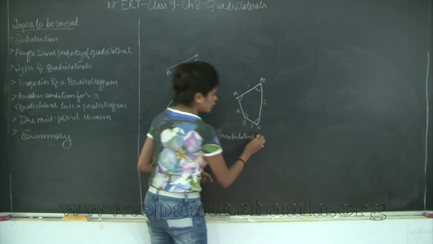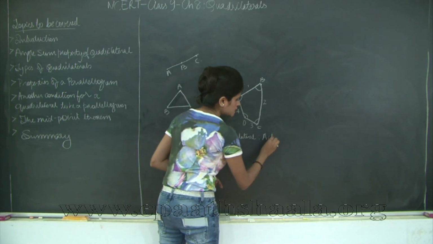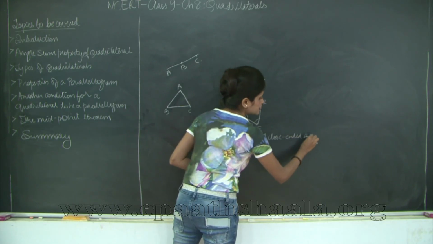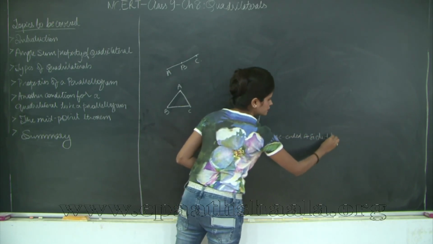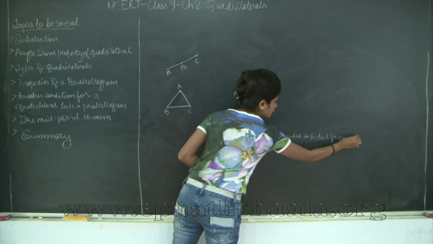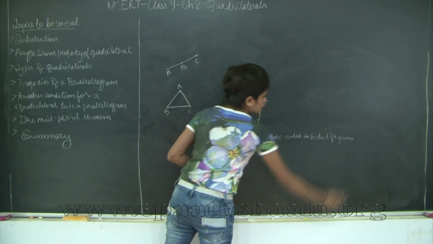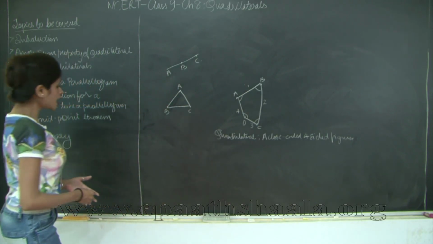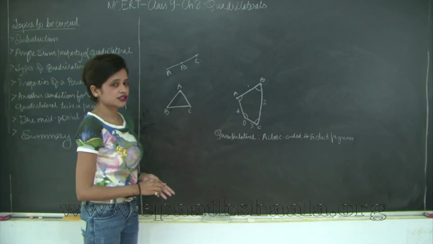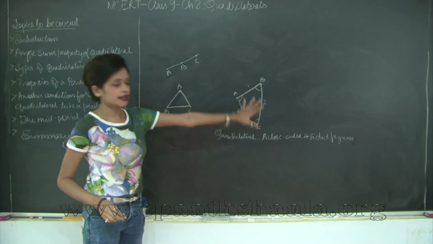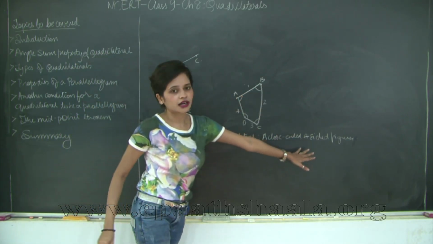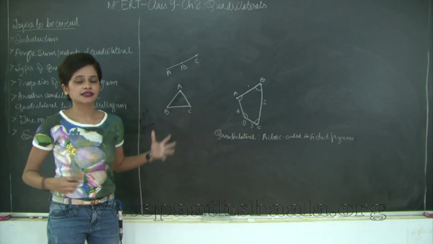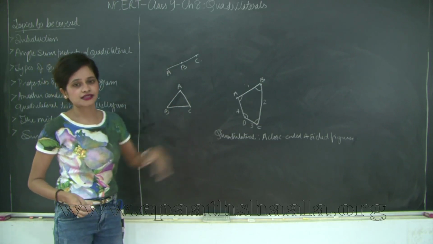So what is a quadrilateral? A close-ended 4-sided figure, which will have 4 vertices, 4 sides and 4 angles. And why are we learning about quadrilaterals? Quadrilaterals are close-ended 4-sided figures. What other objects do you see in your surroundings that are 4-sided? Look at this board, this is 4-sided.